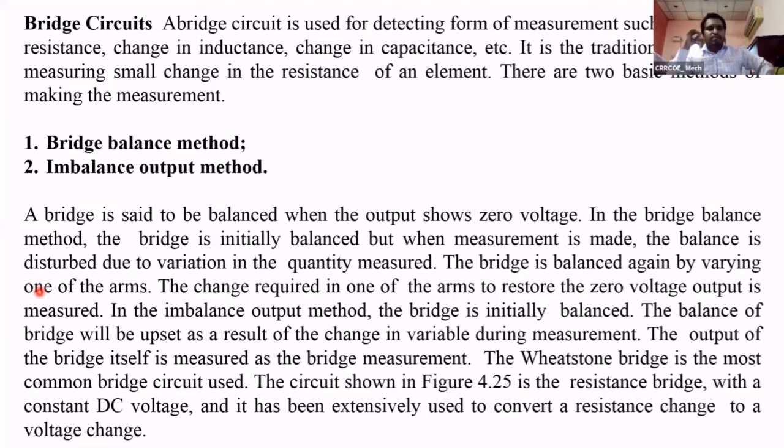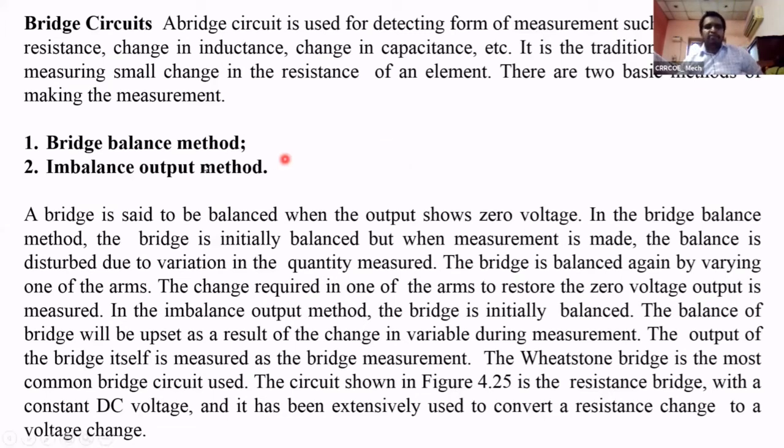We are measuring the change in resistance, change in inductance or change in capacitance by using the bridge circuits. If there is any variation in the resistance, inductance or capacitance, by using the bridge circuit we can find that variation. In strain gauges also the bridge circuit is very useful because we can measure the change in resistance in the strain gauge with the help of bridge circuits. Now we see the working principle of the bridge circuit.